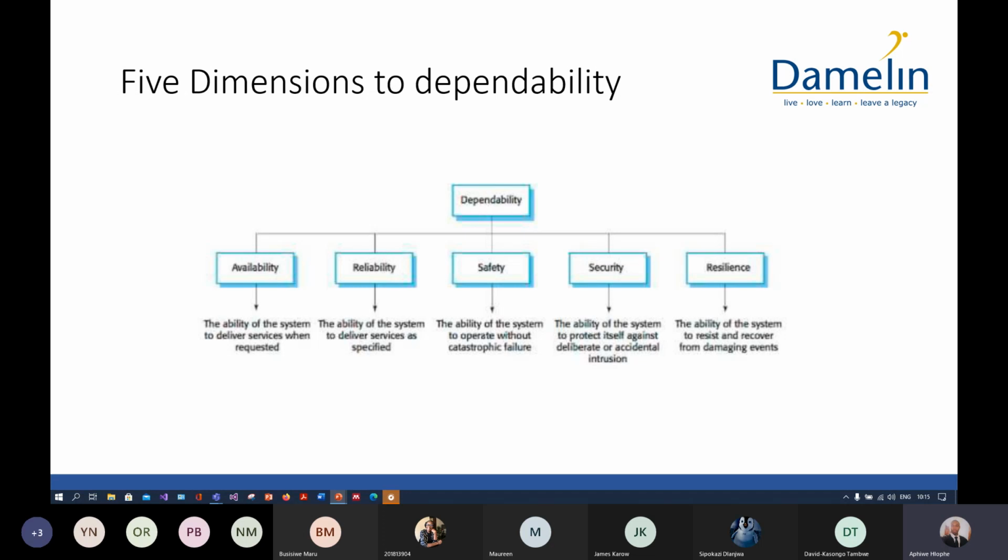And security obviously is on the side of protecting against intrusion, whether internal or external attacks on the system. Then we also have resilience, the ability of the system to resist and recover from damaging events. So having some contingency plans or recovery mechanisms, making use of RAID and so forth to back up the data. So these are the 5 common dimensions, but there may be other ones.